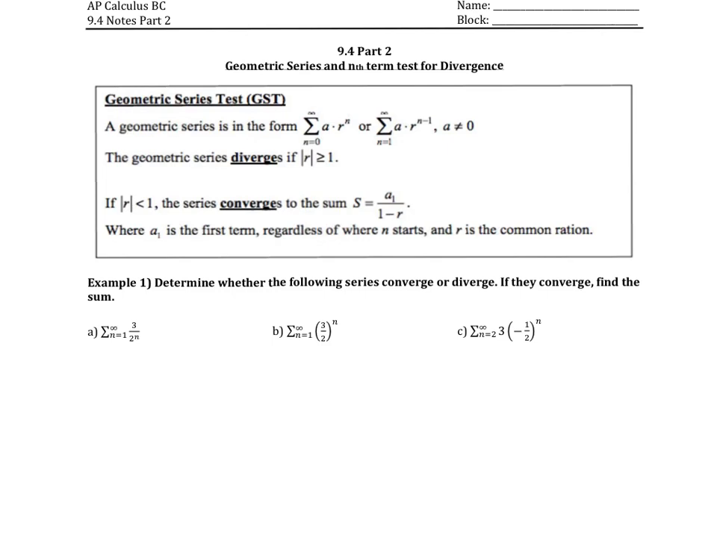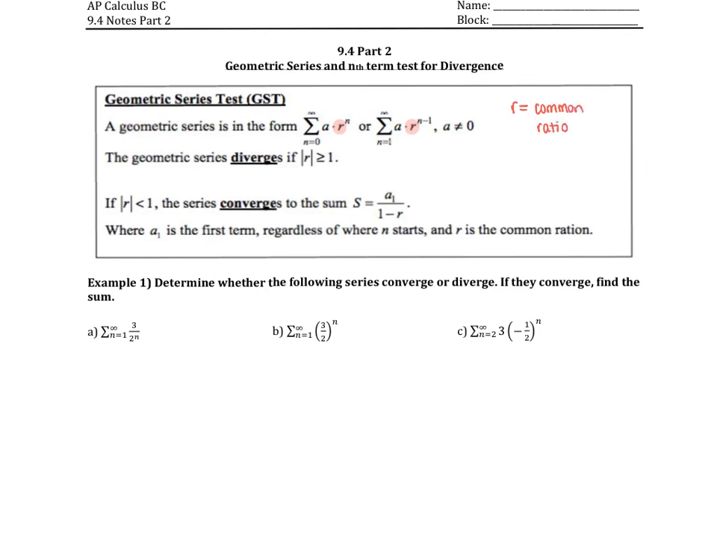So it says that a geometric series in the form of the sum from n equals 0 to infinity of a times r to the n, or perhaps it starts with n equals 1 and goes to infinity of a times r raised to the n minus 1, such that a cannot be equal to 0. The geometric series will diverge if the absolute value of r is greater than or equal to 1. Remember that this r, let me highlight it, because no matter the form, if it starts with 1 or if it starts with 0, that r is going to be equal to the common ratio.